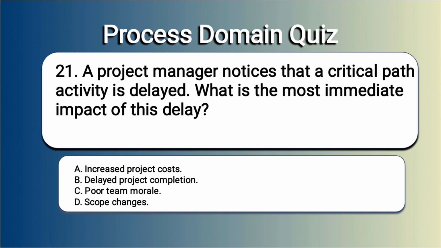(21) A project manager notices that a critical path activity is delayed. What is the most immediate impact of this delay? A. Increased project costs. B. Delayed project completion. C. Poor team morale. D. Scope changes.